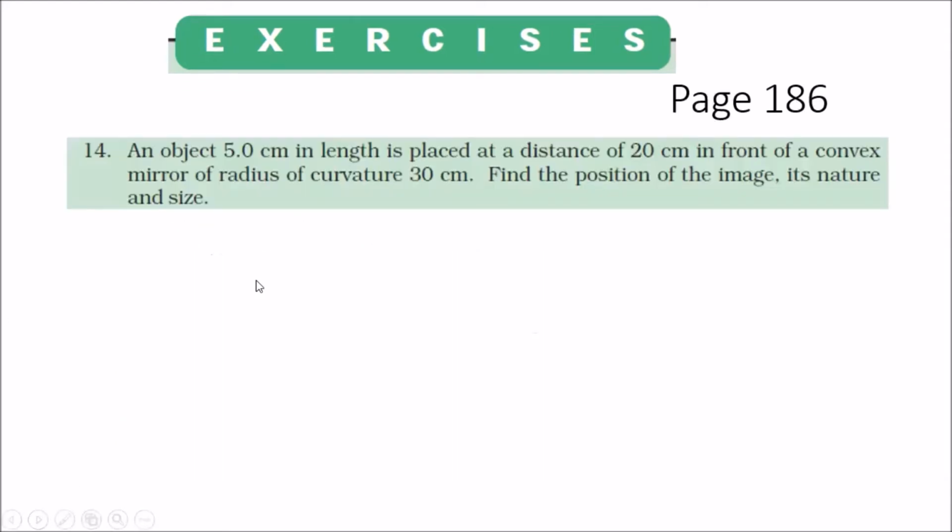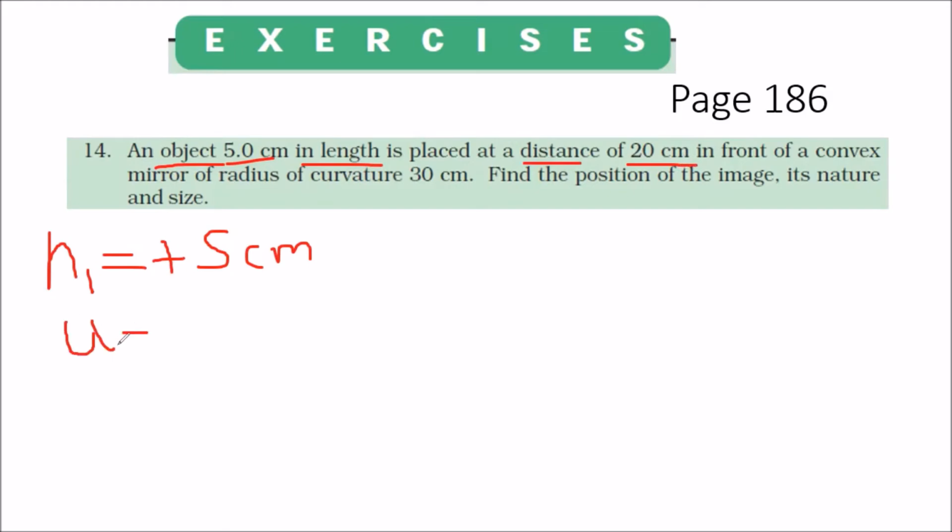The next question is again a question based on a convex mirror. So let's have a look at the question and see if we are able to understand what's given. This time it says an object 5 centimeter in length. When we talk about object length, it means we have the height of the object, which is 5 centimeters. As per our sign convention, the height of the object is always positive. Is placed at a distance of 20 centimeter. So object distance is given, which is 20 centimeter. Again, as per our sign convention, object distance is always going to be negative.